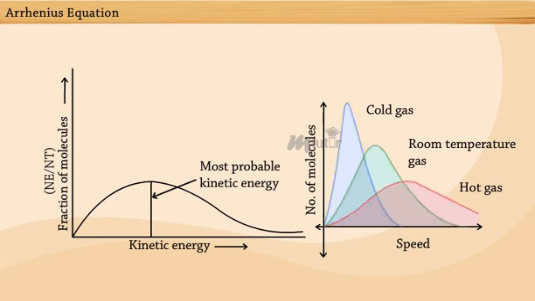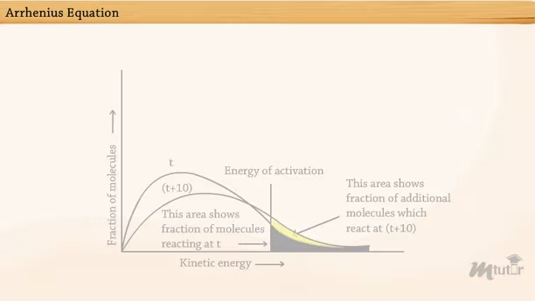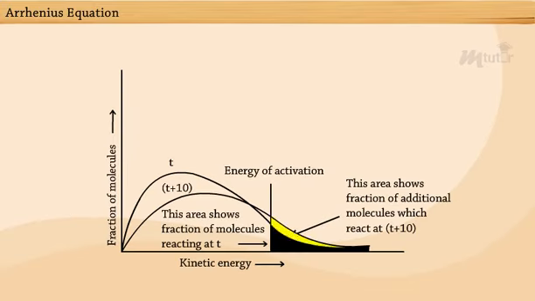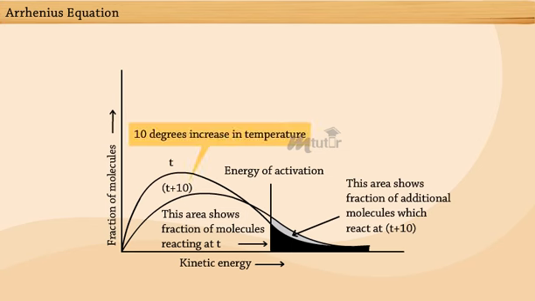When the temperature increases, the average molecular speed will increase, and the peak of the curve will shift to the right. You can see, when the peak shifts to the right, the height of the graph decreases. And the area under all three curves will be the same. This shaded portion indicates that, when the temperature is increased to T plus 10, a fraction of additional molecules collide with energies greater than the activation energy. And the rate of chemical reaction will get doubled with a 10 degree increase in temperature.